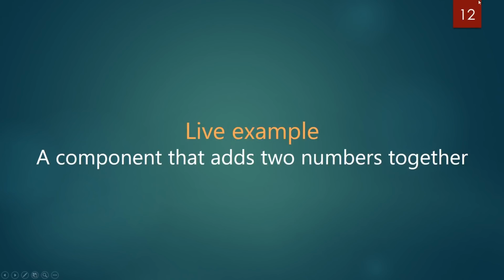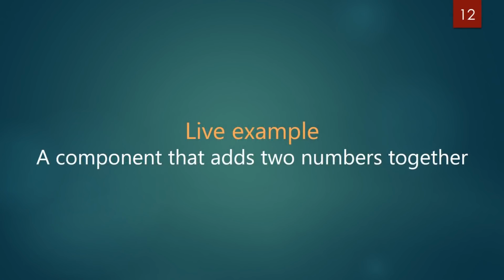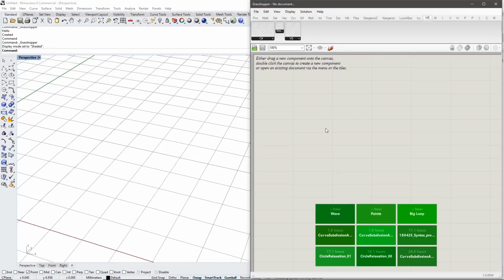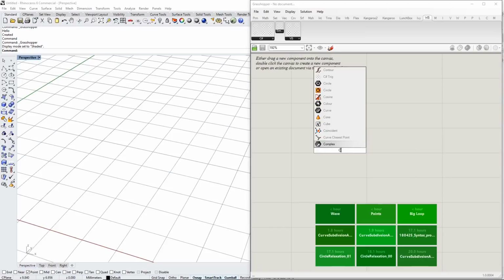Okay, so let's jump into a real life example here. So we're going to make a very simple C# script that takes in two numbers from the Grasshopper canvas, adds them up, and returns the result. Okay, this is a very silly, trivial example, but it shows you how it works. So, empty canvas. Okay, let's create a C# script.